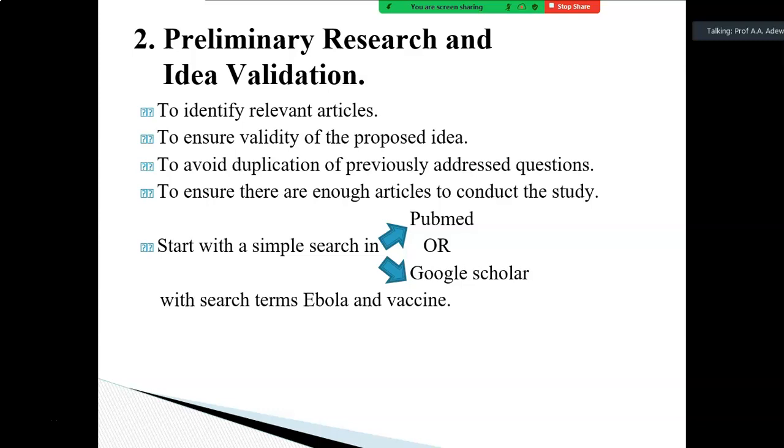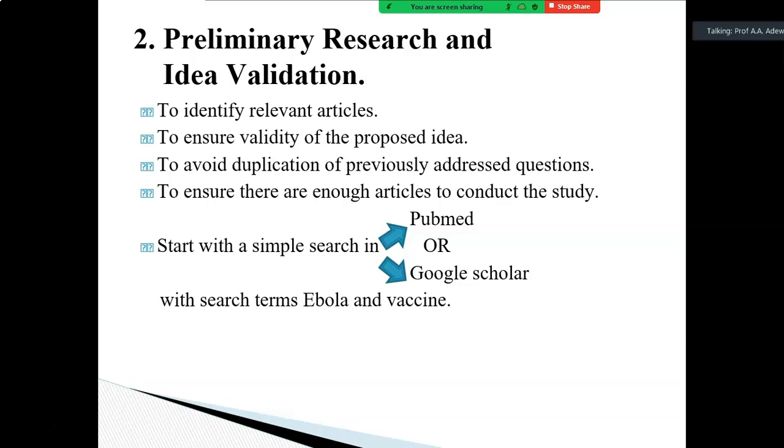Why do we need this? We need it to identify relevant articles that we're going to use for our study, to ensure validity of the proposed idea, and to avoid duplication of previously addressed questions. If this work has been done before, there is no point in reinventing the wheel. So it is at this stage you may have to drop it because that particular question has been addressed severally and they've come up with conclusive evidence.